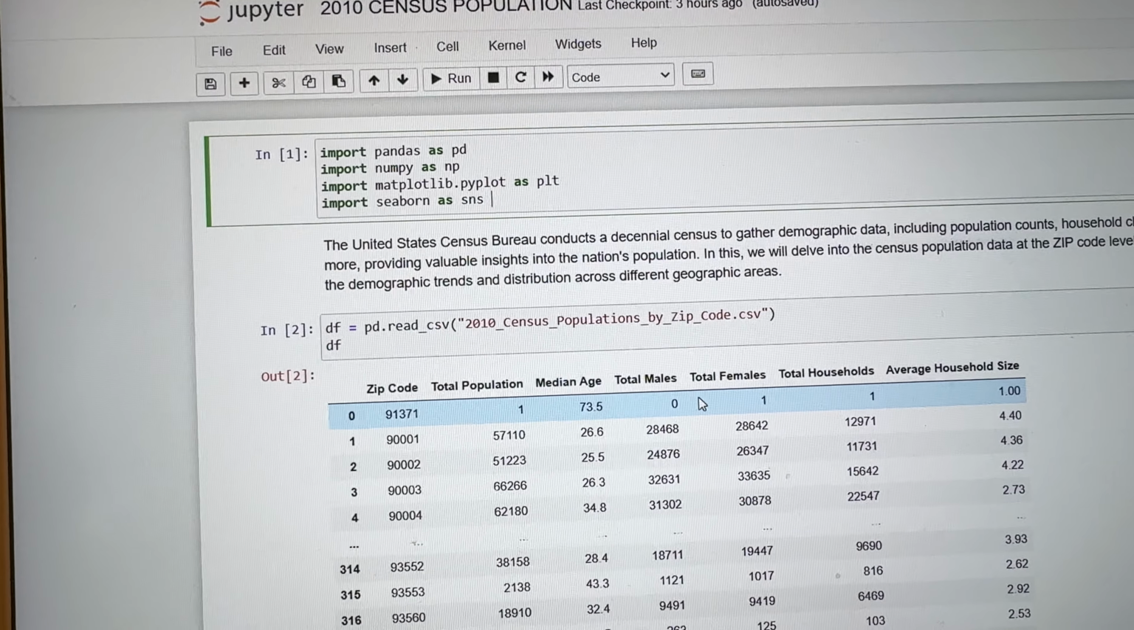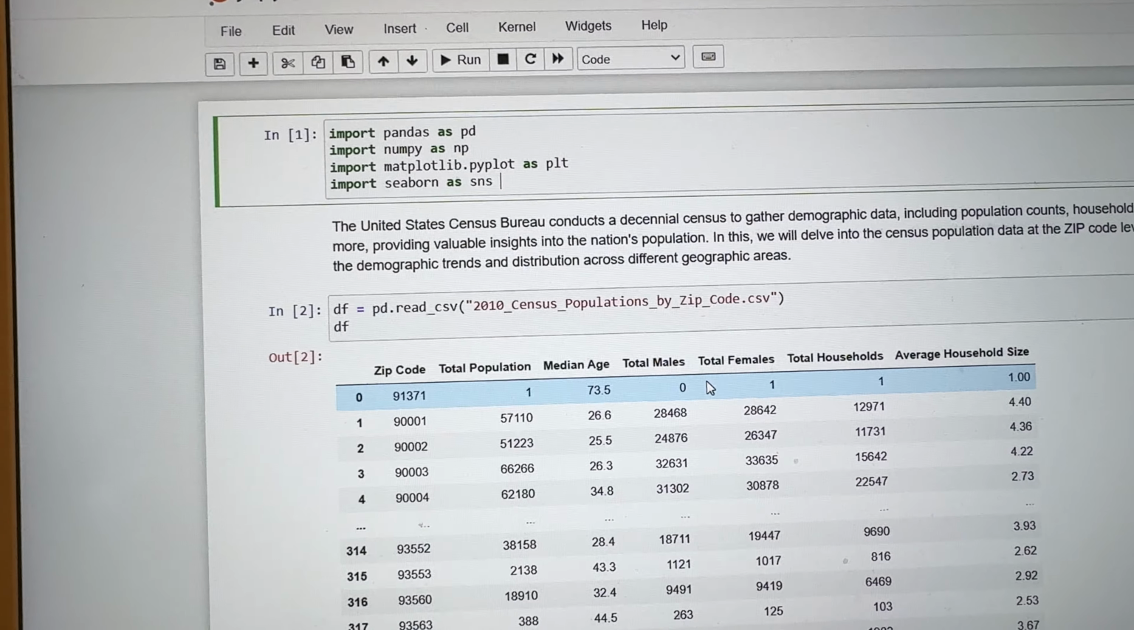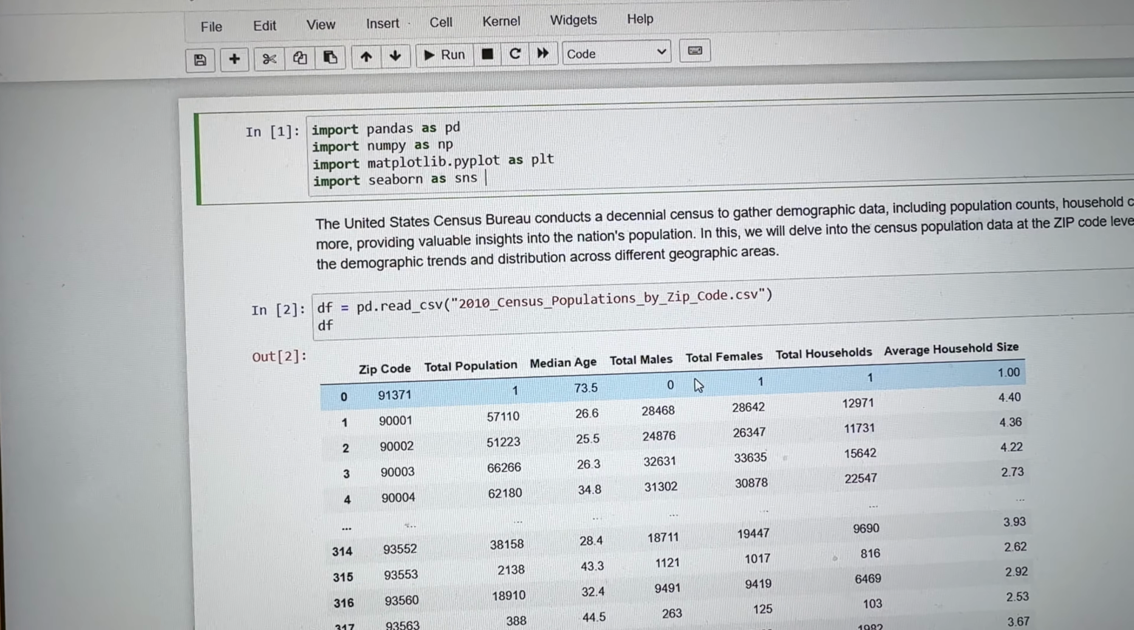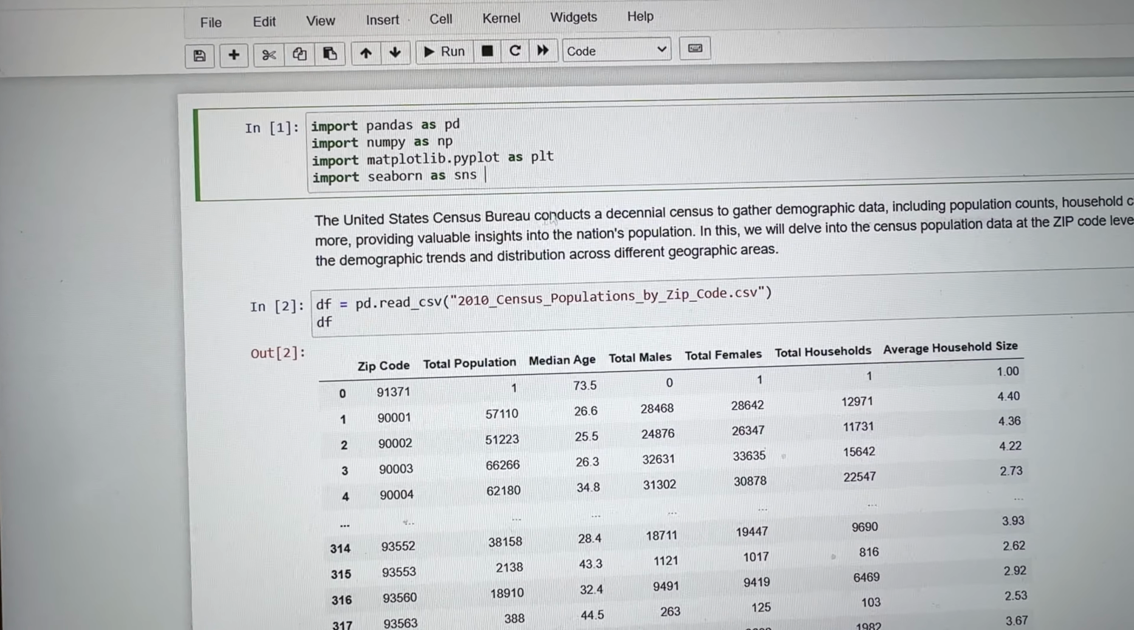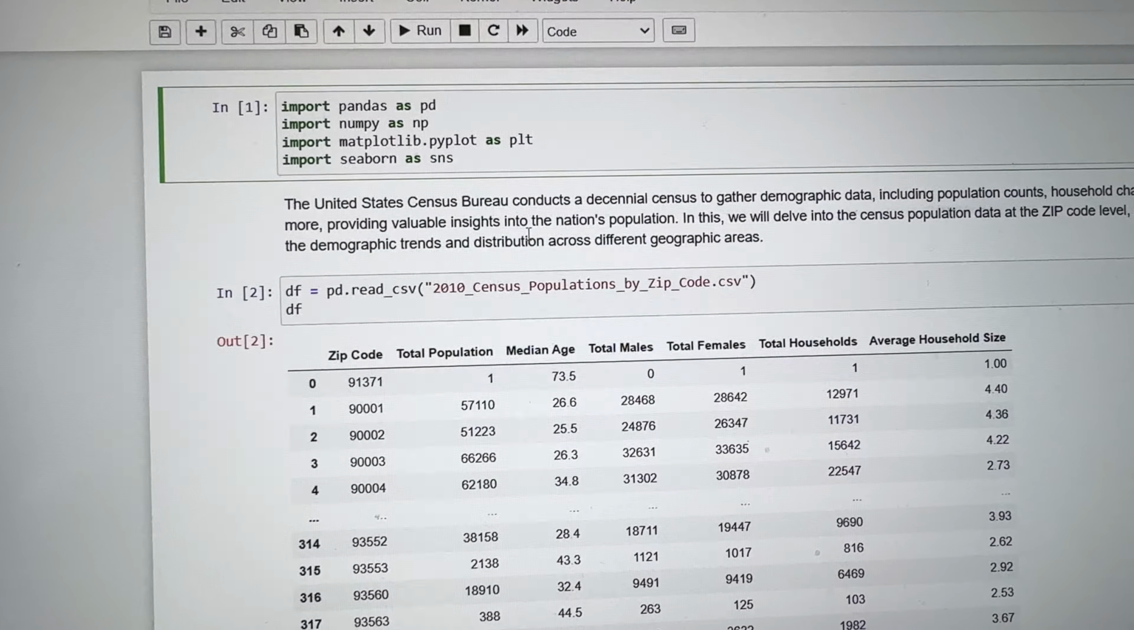Pandas and NumPy are for reading the dataset and making some changes to the dataset, and Matplotlib and Seaborn are for the visualization of the dataset.